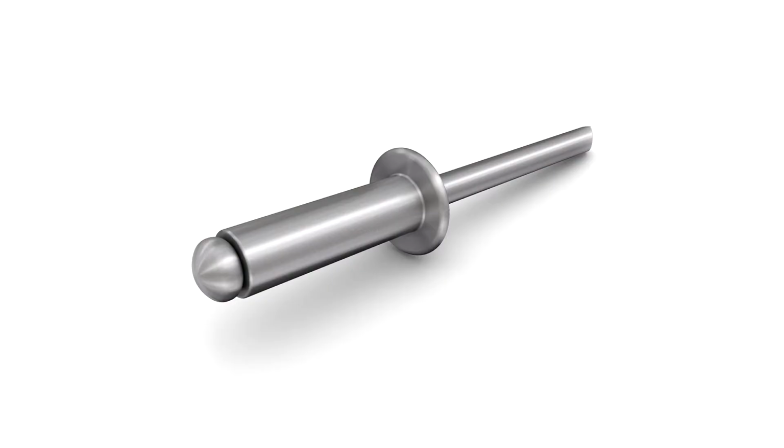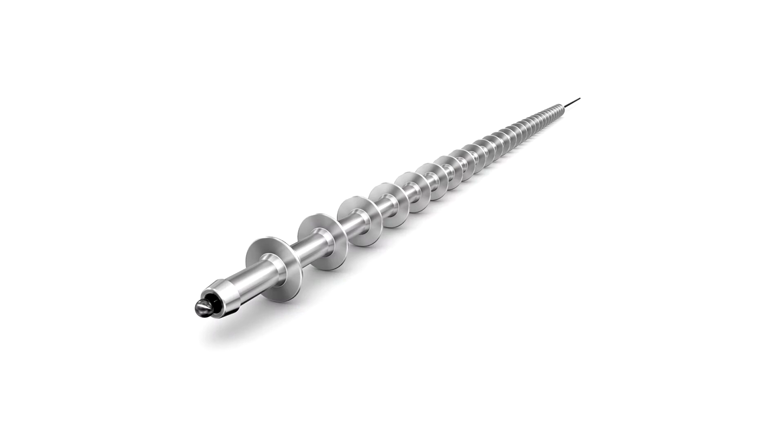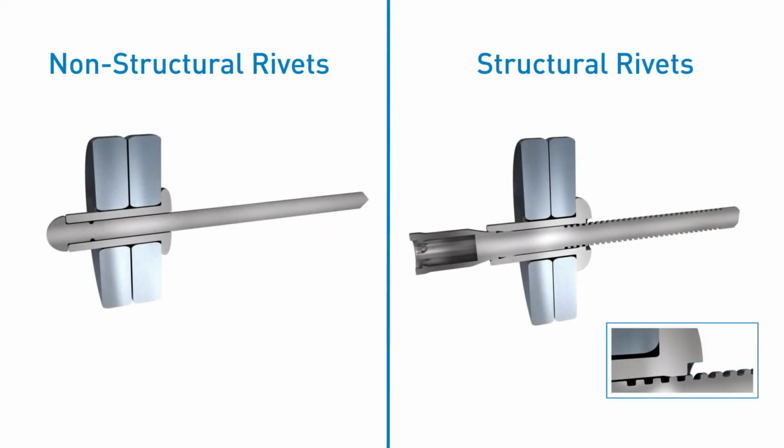But mainly you can differentiate blind rivets into 3 different types. First, non-structural blind rivets for applications which have a medium requirement in regards to tensile and shear forces. Second, structural blind rivets for applications which have a high requirement in regards to tensile and shear forces. Third, speed rivets for applications where manufacturing speed is needed, with low requirements in regards to tensile and shear forces. So what's the difference between these blind rivets?